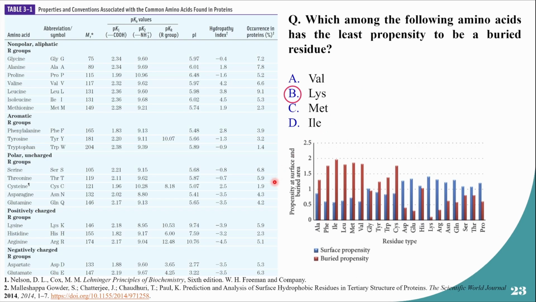And if you look at this graph, it compares the propensity at the surface versus the propensity to be in a buried area. Surface propensity is shown in blue, and buried propensity is shown in red. For lysine, the blue bar is quite high compared to the red bar, so it has a very high chance of being at the surface, right? You can also refer to these kinds of graphs if you want a clear visual representation of the buried versus surface propensity for these amino acids. Okay.